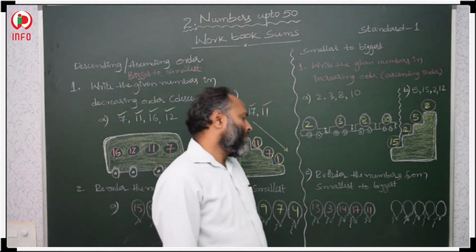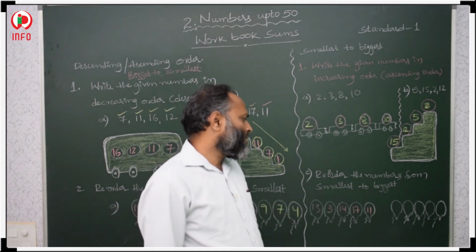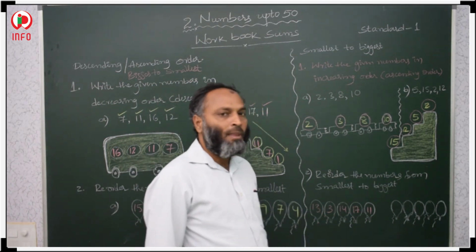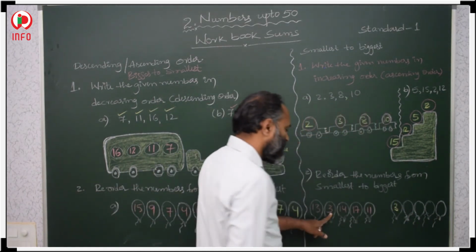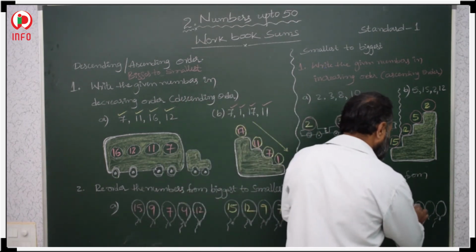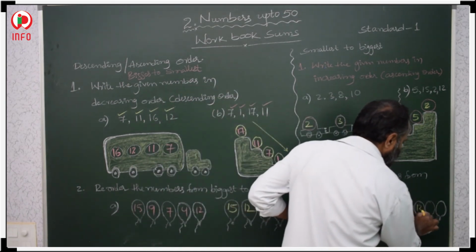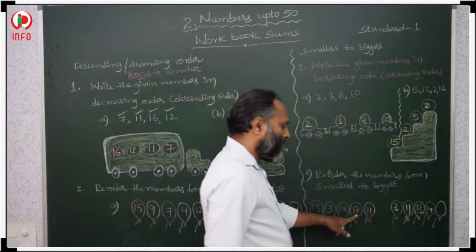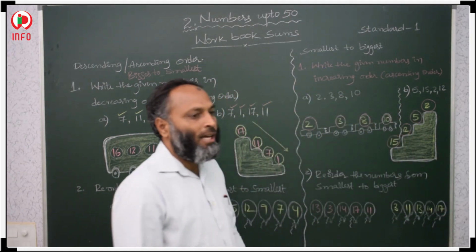Increasing order. Here also some balloons are given, some numbers are given on the balloons. So we have to arrange smallest to biggest. So 13, 3, 14, 17, 11. First we have to take the smallest one. Smallest is 3. And bigger than this is 11. Bigger than this, in the given values, is 13. Bigger than 13 is 14. Bigger than 14 is 17. These values are in ascending order.